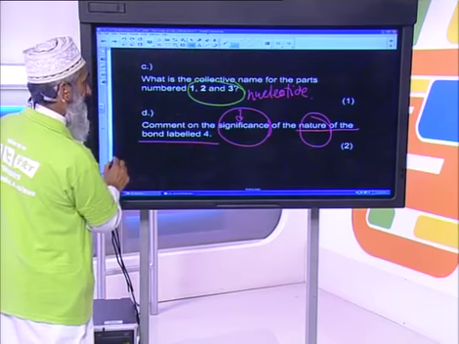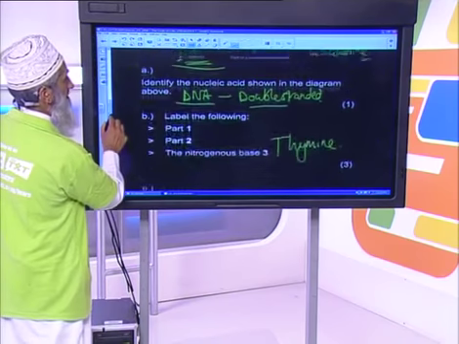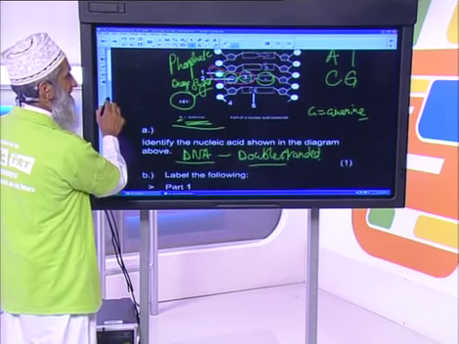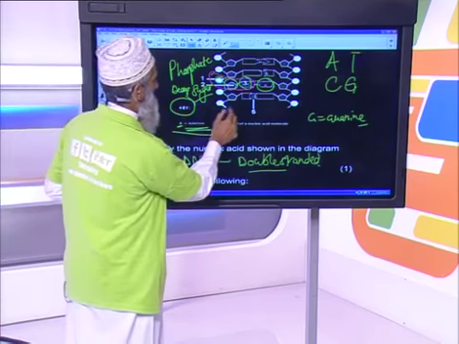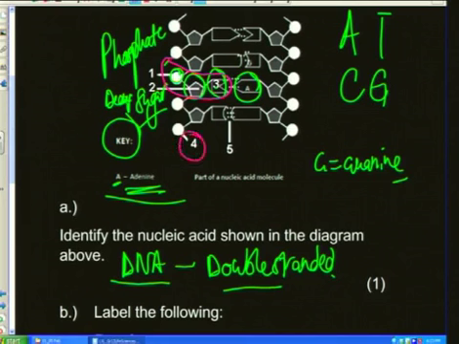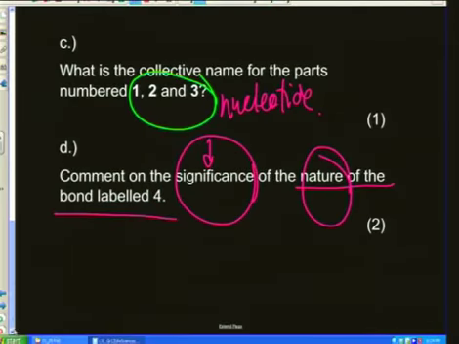Let's go back to our diagram. The bond labeled 5, not James Bond 007. The label line is in the wrong place, so it should be label 5 in this case here. We're talking about all these bonds, the bonds between the nitrogenous bases. Comment on the significance of that. So what do we know about these bonds?